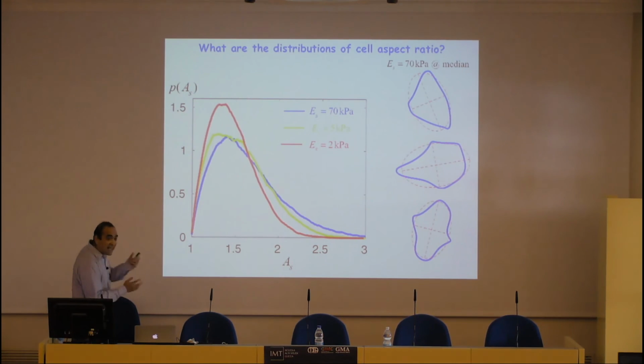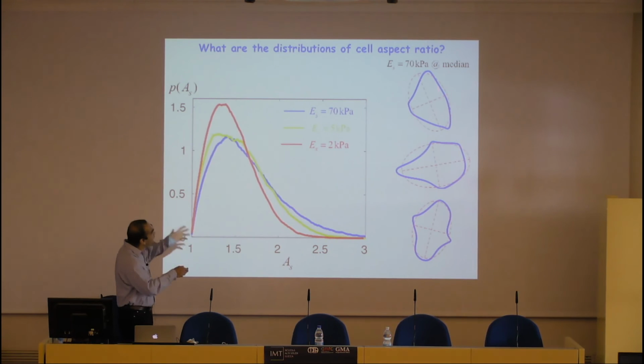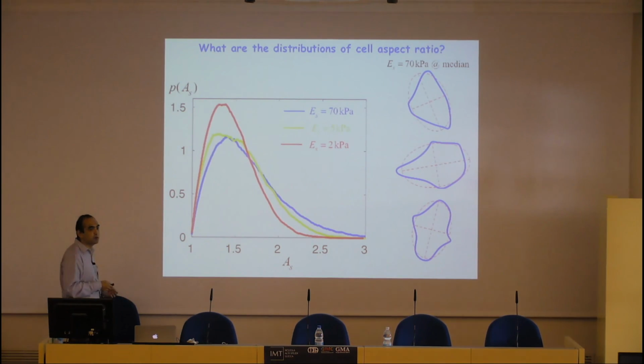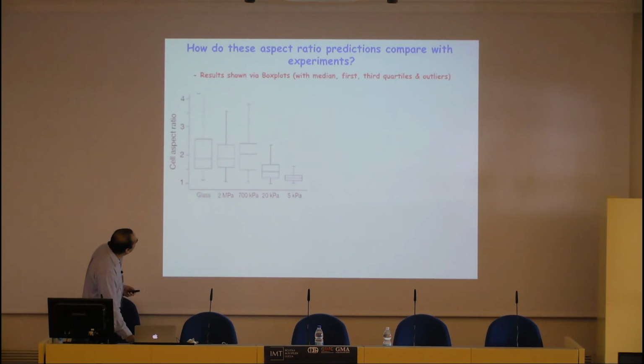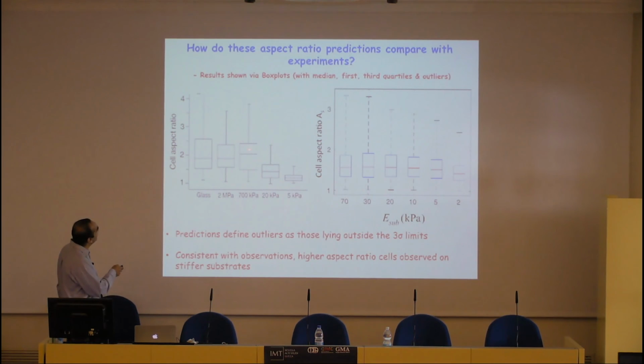We can do exactly what's done in the experiments for different shapes. We can fit ellipses to these cells. This is what the experimentalists would do. And we can then plot probability distributions of aspect ratio. And in general, we see exactly the same thing, sort of.